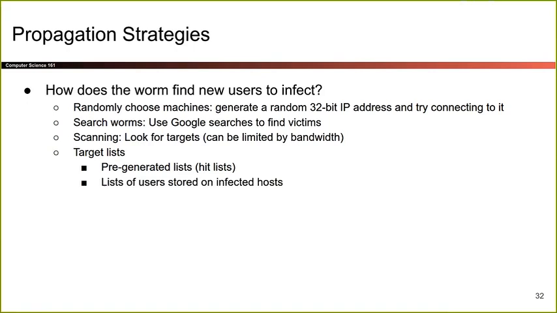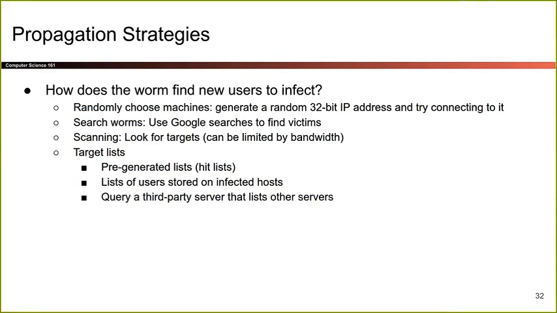You can look on the host. Maybe the host has an email list or a contacts list. That could also give you a list of people to infect. You can also ask a third-party server, like a DNS server. That'll tell you lots of different servers that you can infect. So these are all ways you can find a new user to infect.